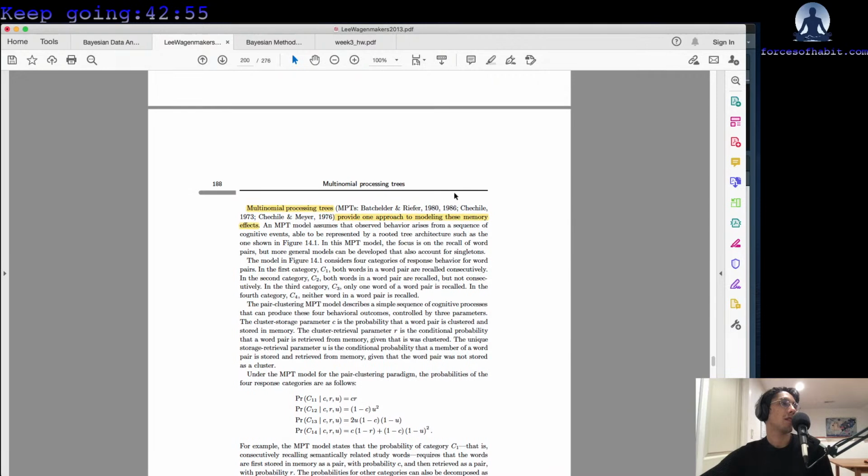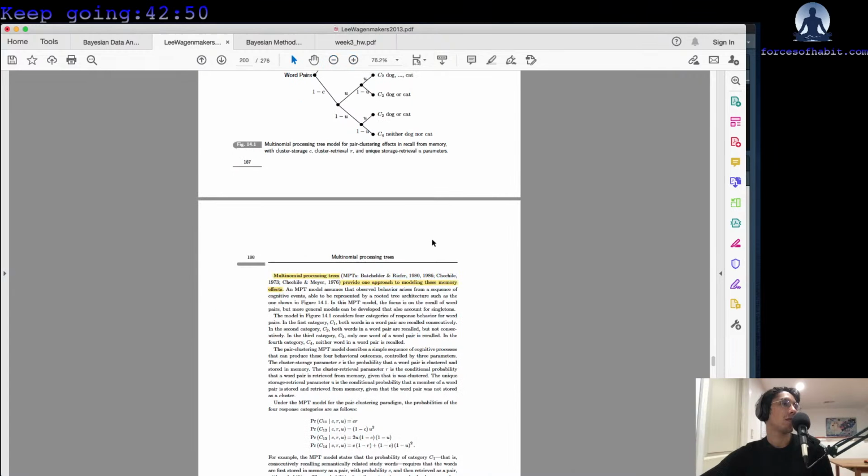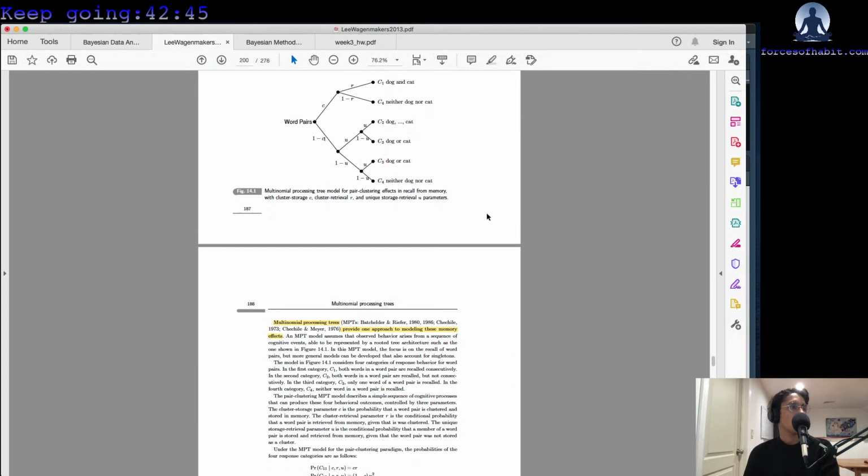So the model here considers four categories. First, both are captured. The categories are represented by C, the big C. Big C sub one is when we recall word pairs consecutively. Big C sub two, both words are captured, right? Big C sub three, only one word, and then big C sub four, no words.